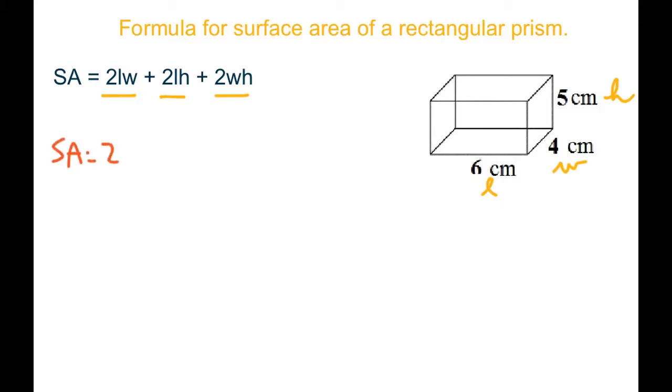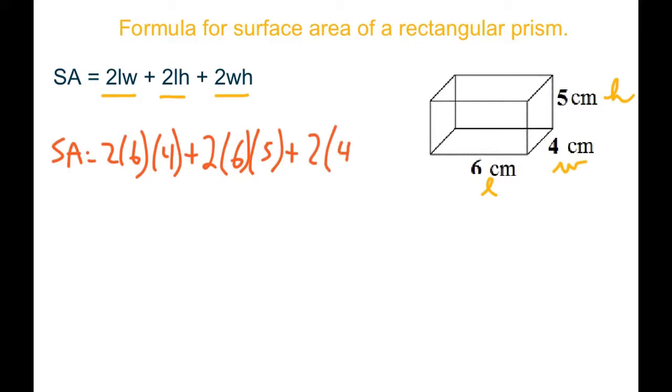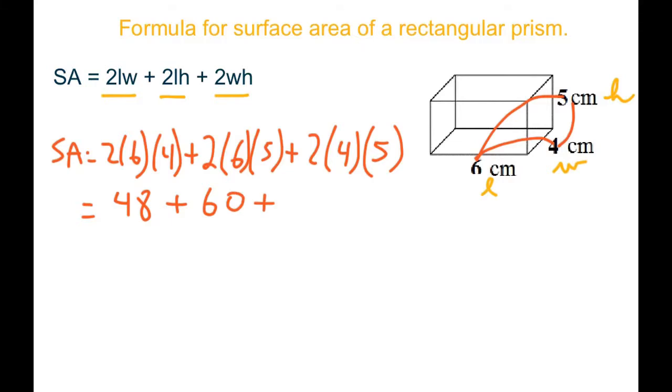Surface area equals 2 times the length, 6, times the width, 4, plus 2 times the length, 6, times the height, 5, plus 2 times the width, 4, I'm just plugging numbers in, times the height, 5. So if you think about it, you're multiplying 6 times 4, 5 times 4, and 5 times 6, and you're doubling all of those. Alright, so 2 times 6 times 4 is 48. 2 times 6 times 5 is 60. And 2 times 4 times 5 is 40. Add those up, I get 148.